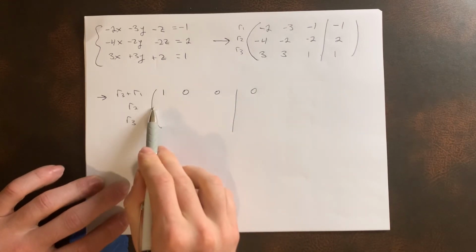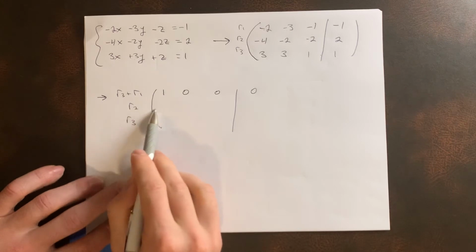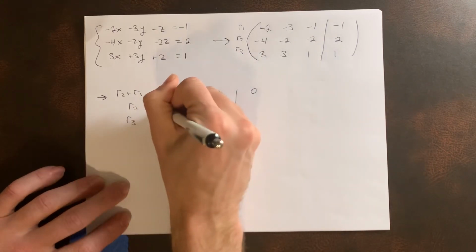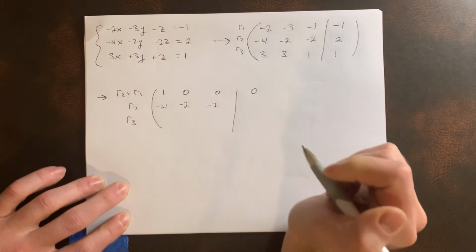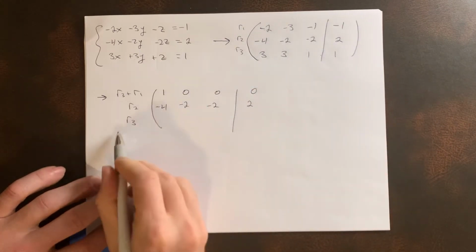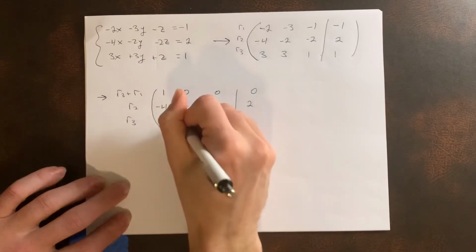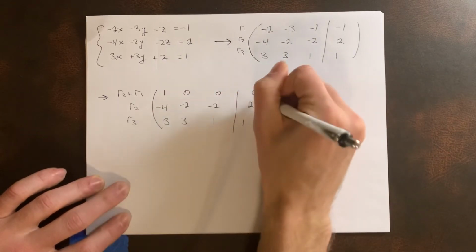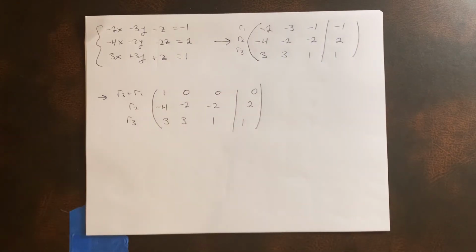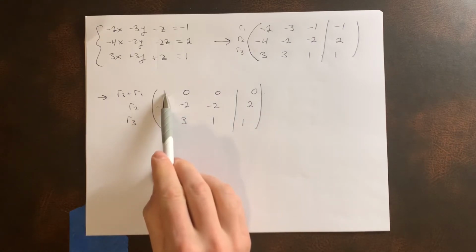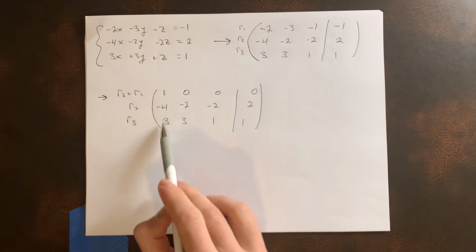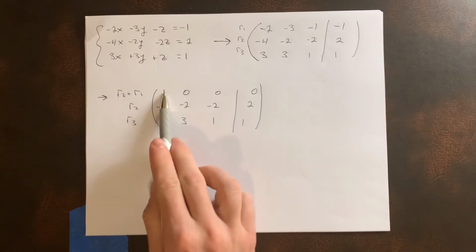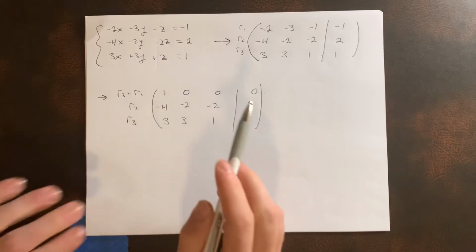Now our new row 2, or sorry, that's just going to be the old row 2. Just rewriting it, minus 4, minus 2, minus 2, 2, and then we're rewriting our row 3. 3, 3, 1, 1. Okay, so there's our first step. We now have a 1 in this top left position, which is what we want. The next step, what we want to do is now make everything beneath that a 0. And once we have there a 1 in this top left corner, that's going to be easy to do.